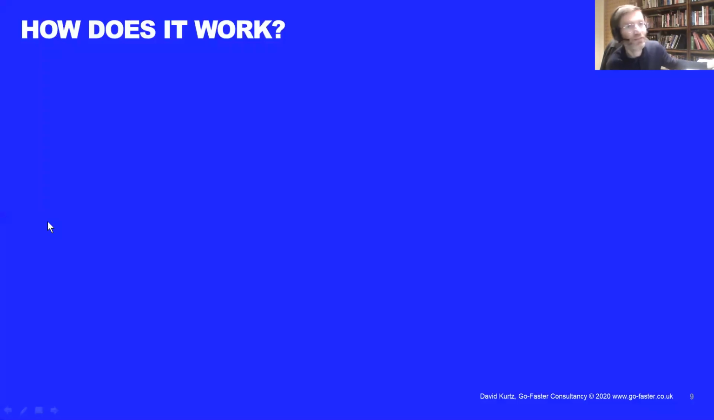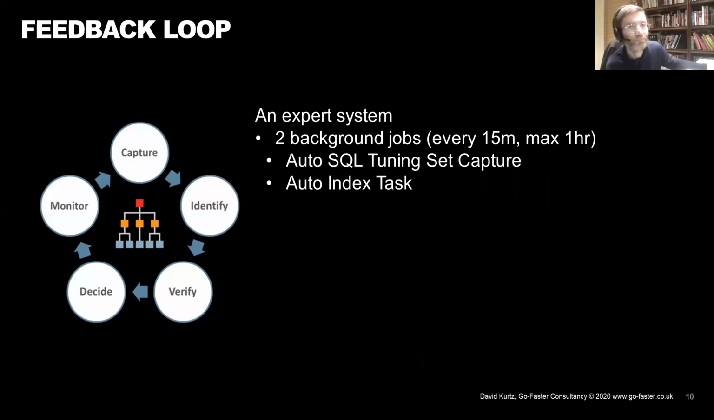So how does automatic indexing work? It's an expert system. It's essentially built out of two background jobs that run every 15 minutes. There's a SQL tuning set capture process that runs every 15 minutes with a max runtime of 15 minutes, and it measures what's going on in your system. And then there's an automatic indexing task that looks at the load and says, what indexes should I add?